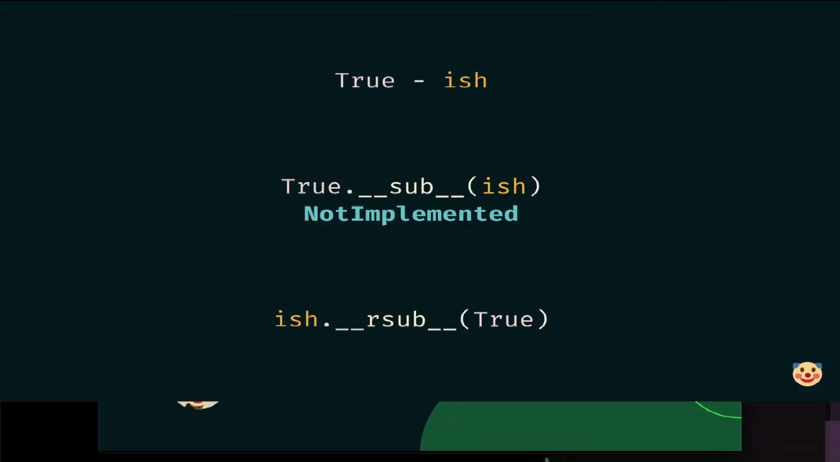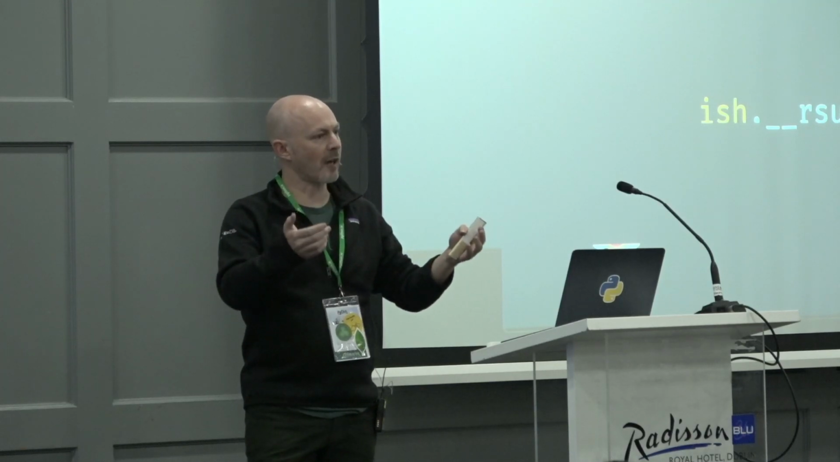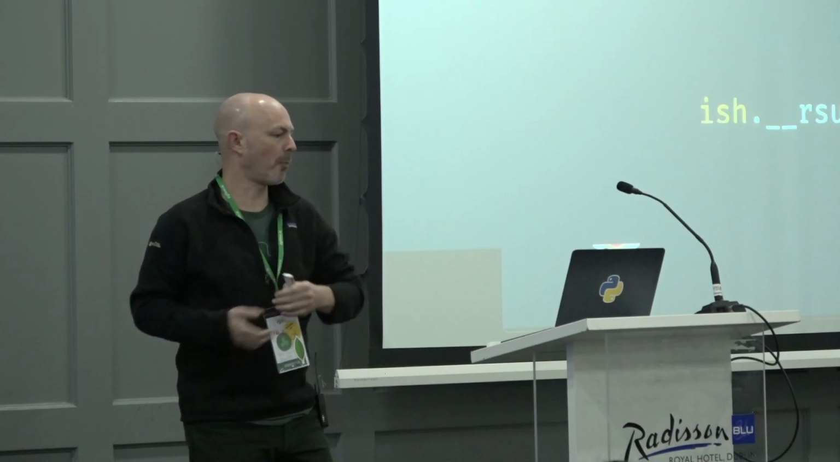True will not. I can't persuade the core Python developers to re-implement their own subtraction with true to support my ish. And if it returns not implemented, again, Python has another go. But this time, equality works the same way no matter which way around the operands are, but subtraction doesn't. If you reverse the operands, it's got to do something different. So in this case, it calls a slightly different method. This is called rsub, which basically means doing subtraction, but we're calling the right-hand operand.